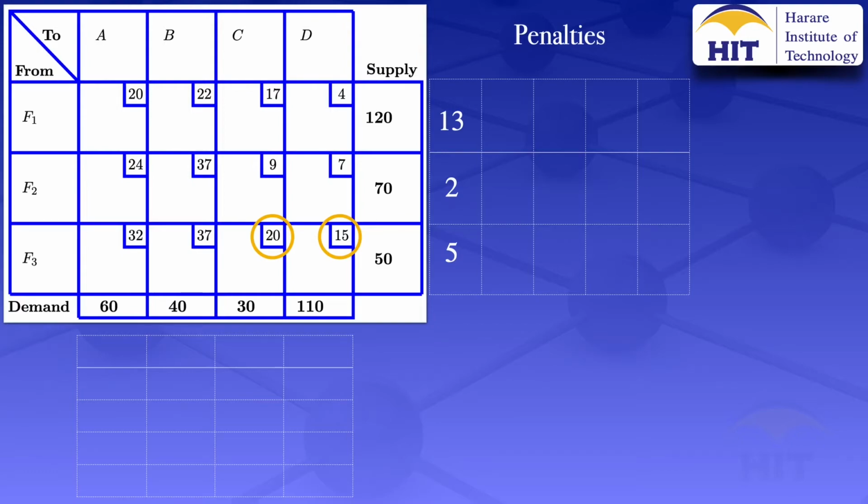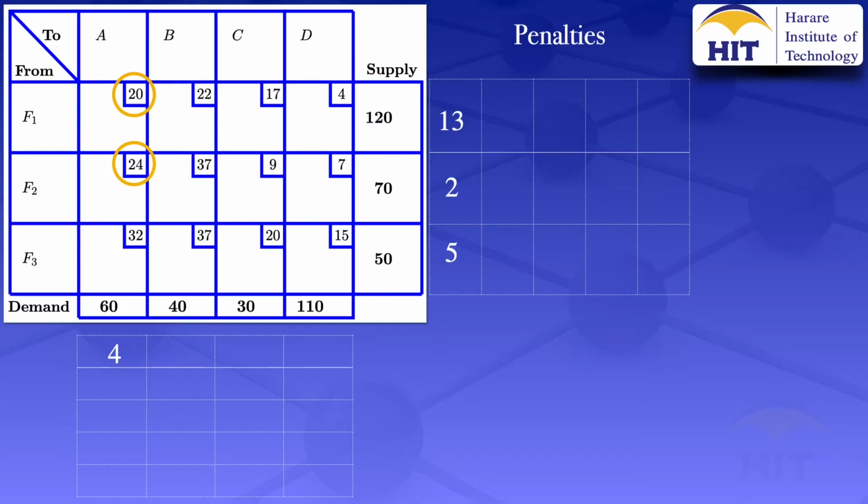We are now done for the rows. We now move on to the columns. For the columns, that is destination A, and the least cost there is a 20, and the next least cost is a 24. And the difference of those two is a 4. We are done with A.